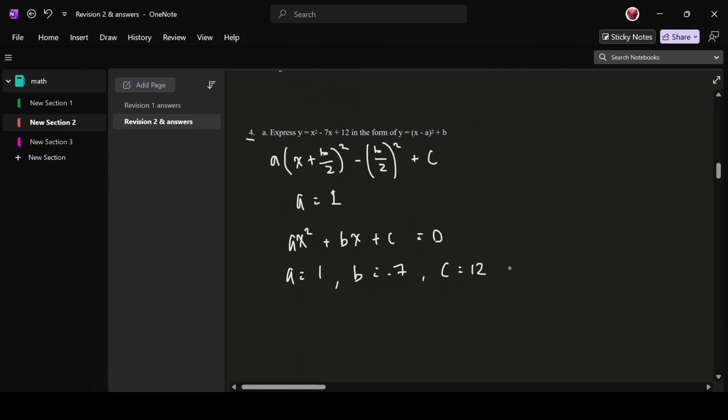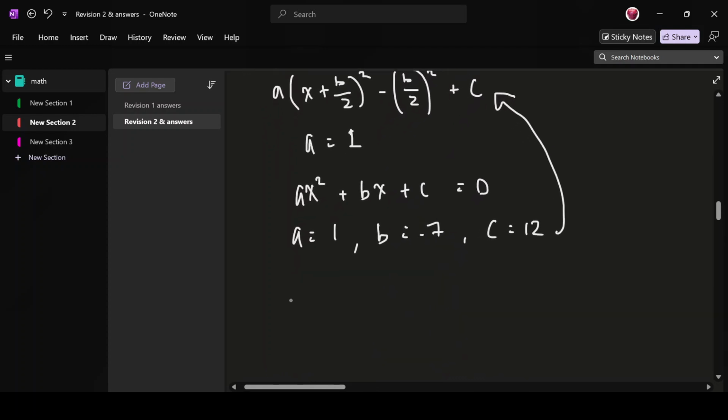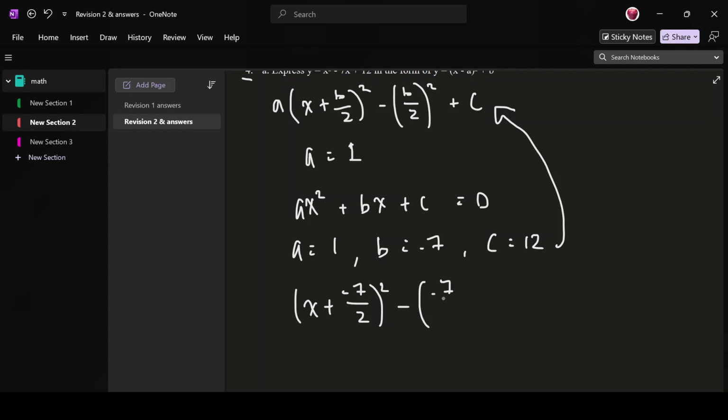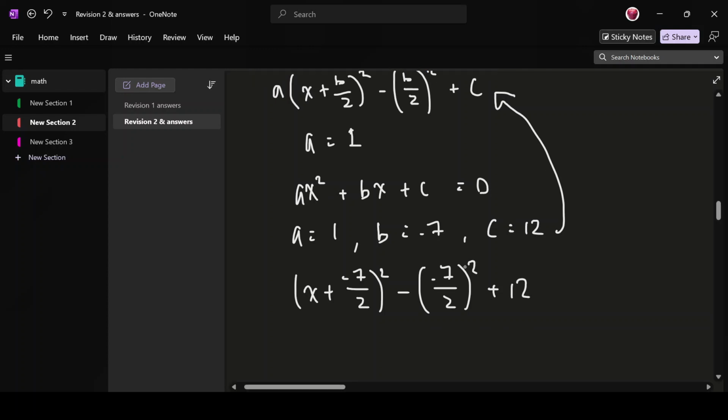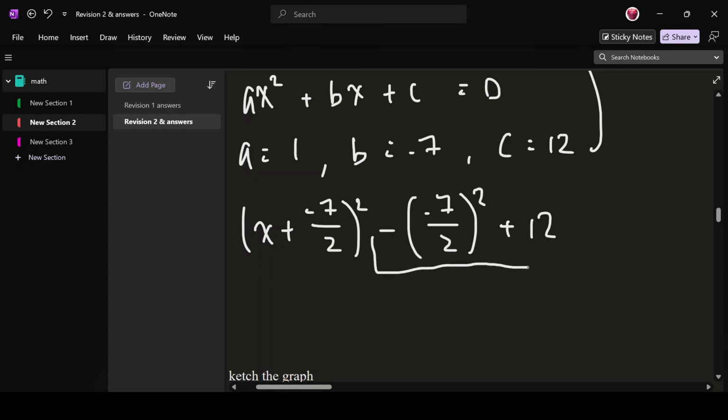Alright, let's just put these values in this formula. I'm not gonna write the 1 because it's just 1 times. So yeah, I'm not gonna write it. X plus -7 over 2 close bracket squared minus open bracket -7 over 2 close bracket squared plus 12. Oops, that does not look like a 2. Okay, there you go. Now, you just input this in the calculator.